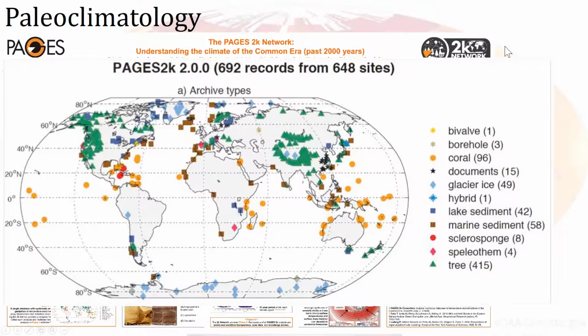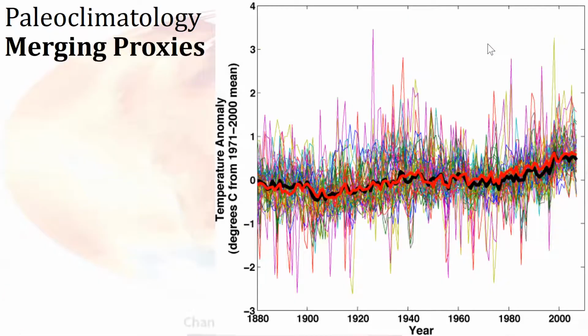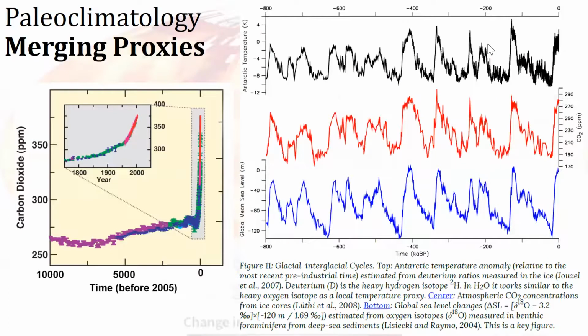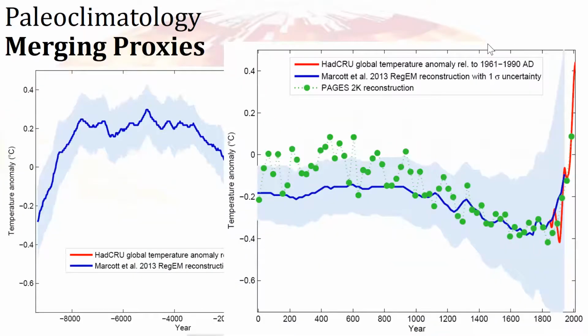So anyway, they had 692 records from 648 sites, which is pretty different than what this group did, the Marcotte. Marcotte actually used a synthesis of only 73 sites.